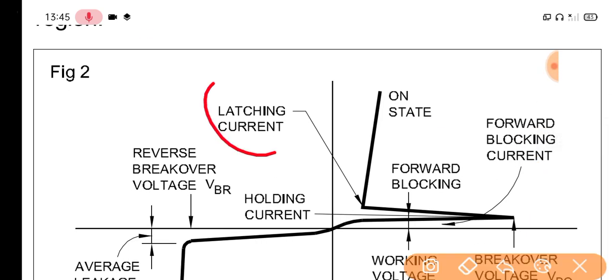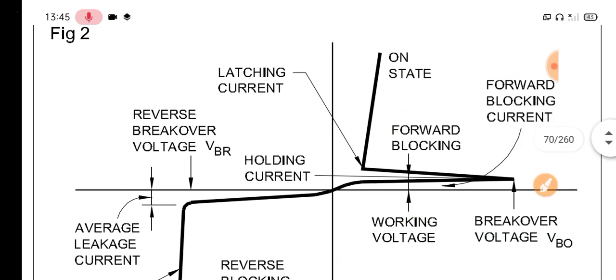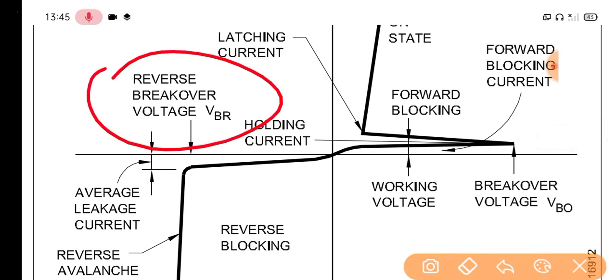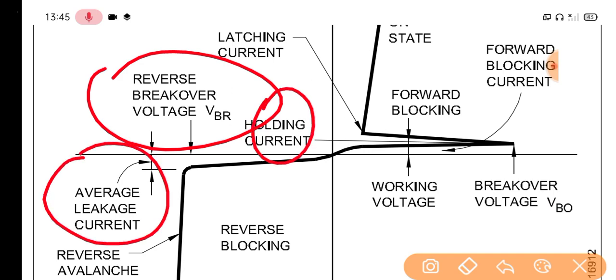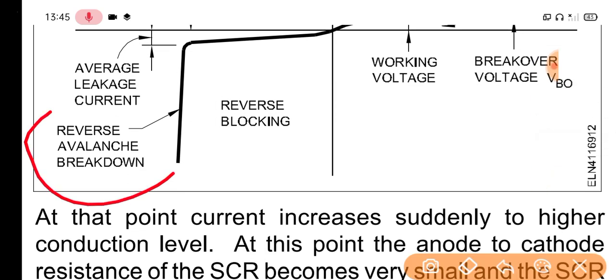The latching current, on state, forward blocking, and this is the reverse breakover voltage VBR, holding current and avalanche leakage current, reverse blocking, and this is the reverse avalanche breakdown.